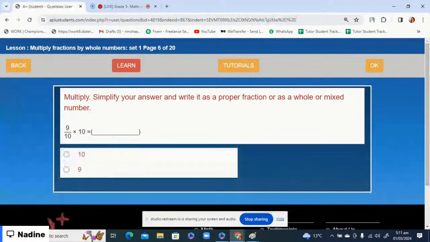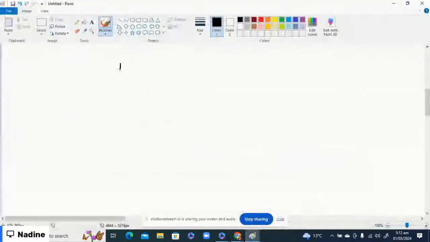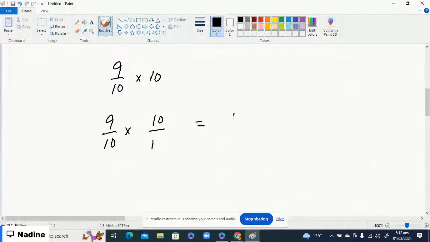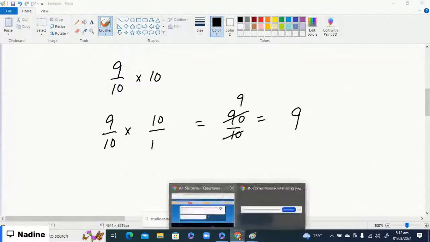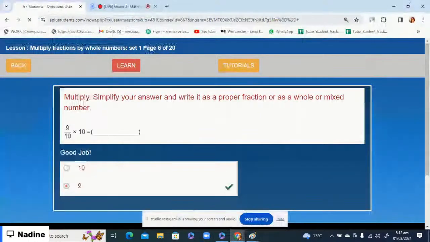Okay, just solve this one. 9 by 10 times 10. Let's do it. 9 over 10 times 10 over 1. So this is 90 over 10. Again an improper fraction. We are going to divide and the answer is 9. Okay, here is 9. It's not 1, it's 9.